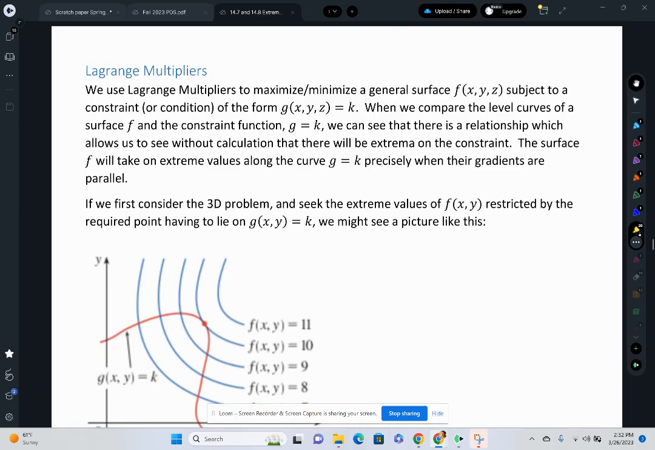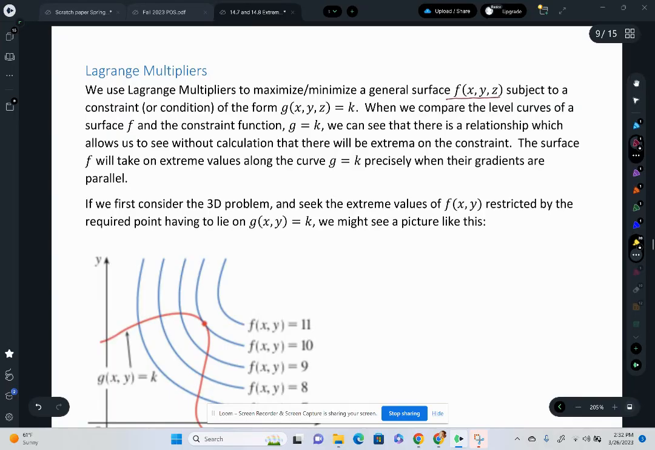You could think of constraints as being like a domain, right? We're only going to use certain values of x, y, or x, y, and z in order to contribute to this surface. And then when we have that sort of boundary on our domain, we could find extrema, absolute mins and maxes.